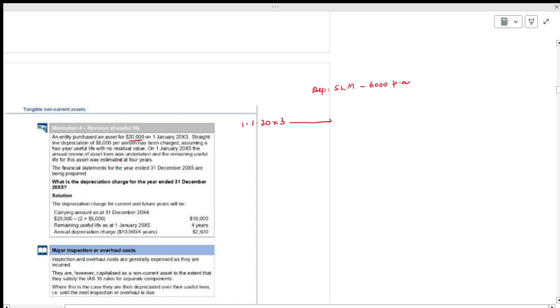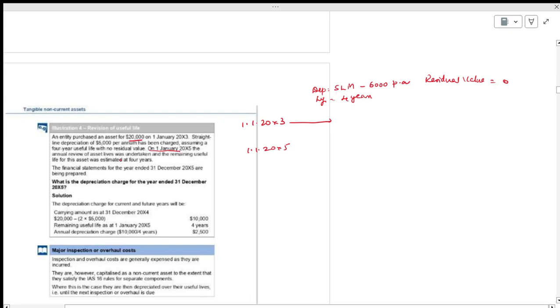6,000 per annum. Life is how much? They say life is going to be 4 years. Residual value, they mention very clearly, is going to be 0. Now what happens? This has happened on 1st of January 2005.